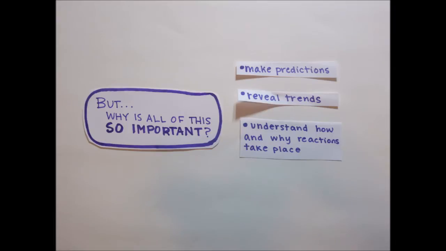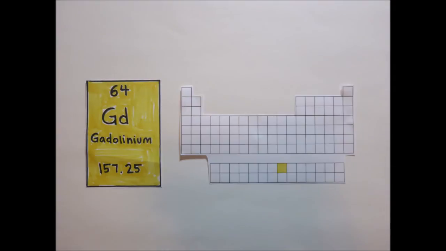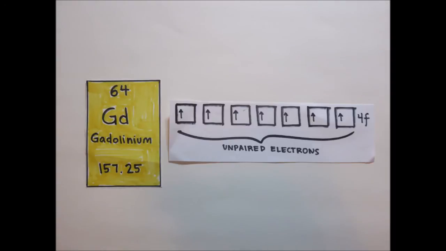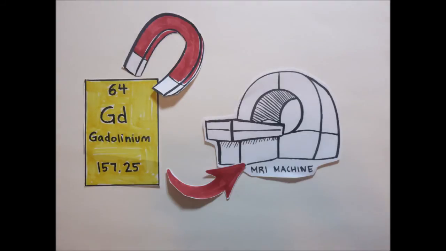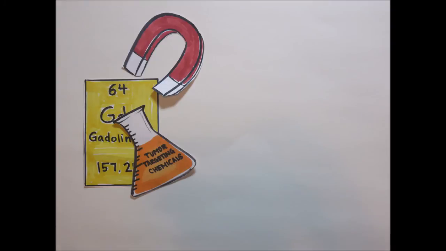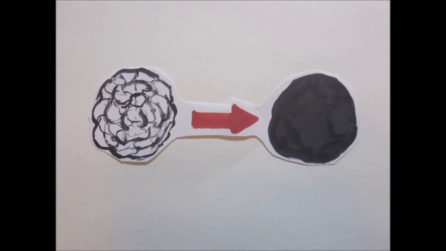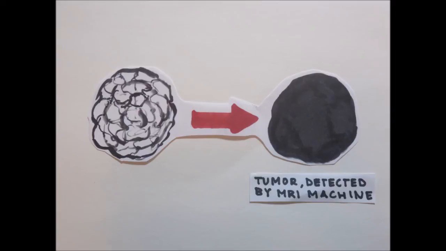Consider element number 64, gadolinium. Gadolinium is in the middle of the rare earth row and has the maximum number of electrons by themselves in orbitals. Having so many unpaired electrons allows gadolinium to be magnetized more strongly than any other element. This property allows it to be easily detected on an MRI machine. So, when doctors are trying to diagnose tumors, they can use this bit of knowledge from the periodic table to use tumor-targeting chemicals in conjunction with the magnetic gadolinium to effectively detect tumors using magnetic resonance imaging techniques.